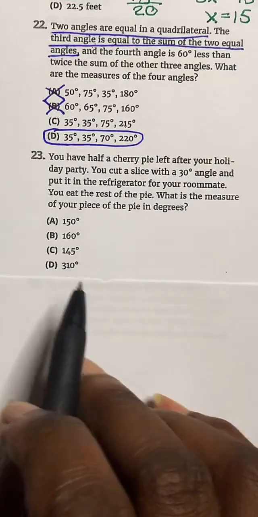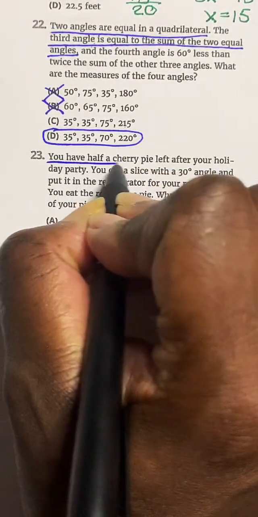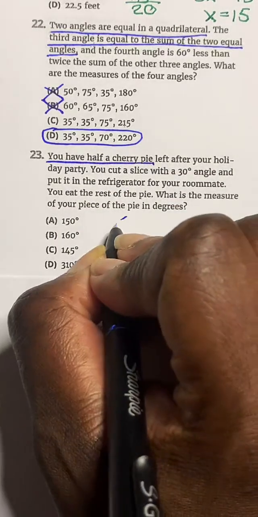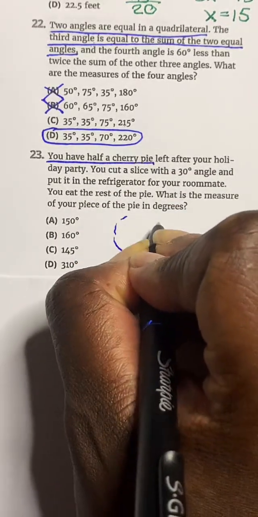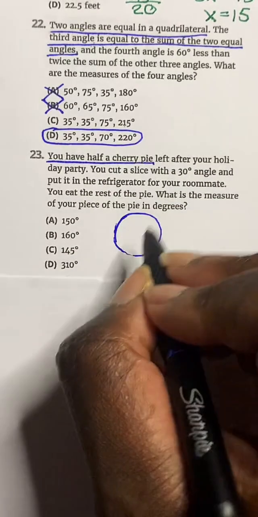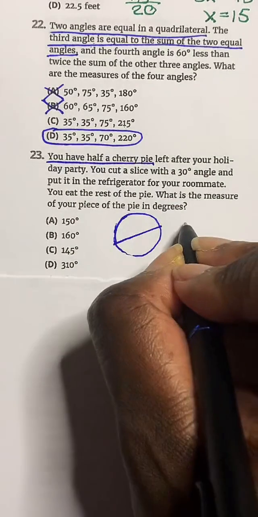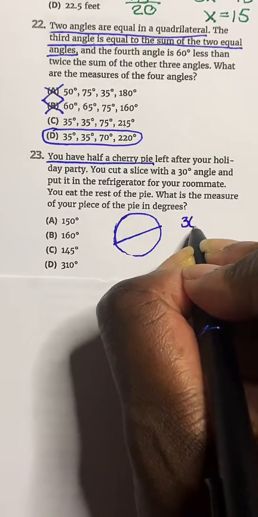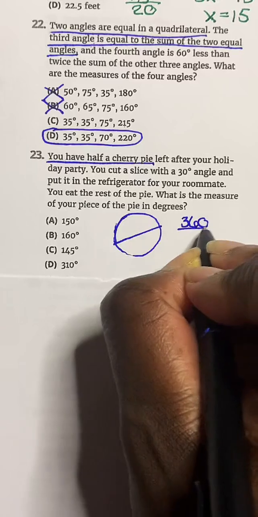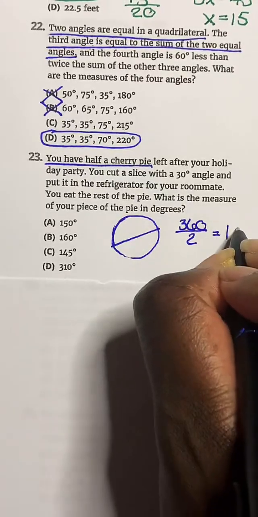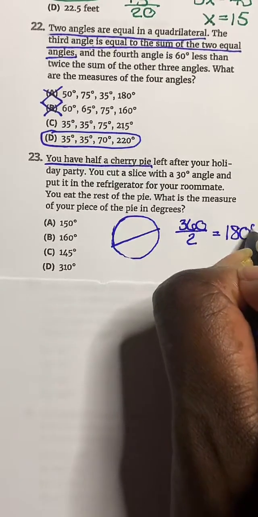All right, so here's the thing. First off, you have half a cherry pie. Okay, so if I have a full circle, and if we get half of it, so like I said, 360 is a whole circle, but if I want half of that, that's going to equal 180 degrees.